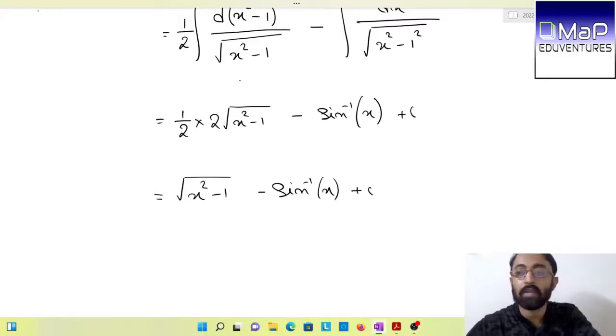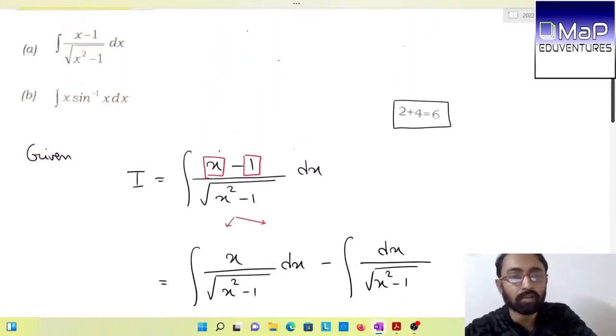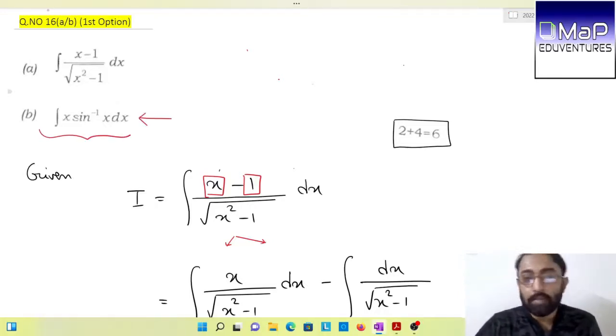Okay. Now for the second part, which has 4 marks, we have integration x sine inverse x dx. Okay. So what procedure will be used here? As you can observe, we have a product of two functions.